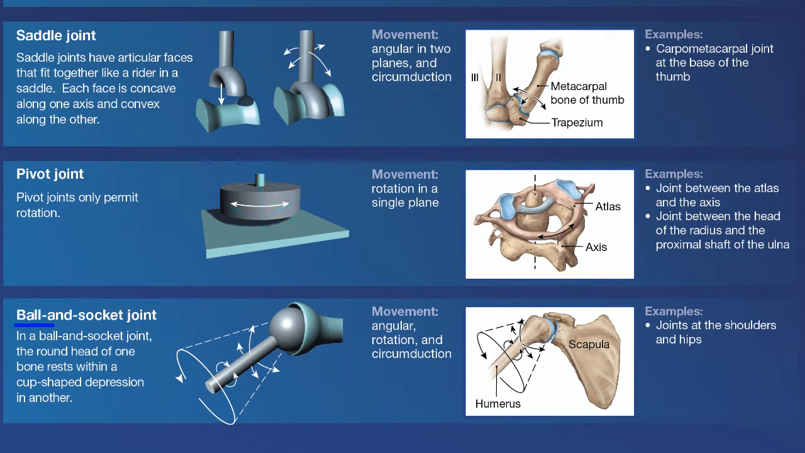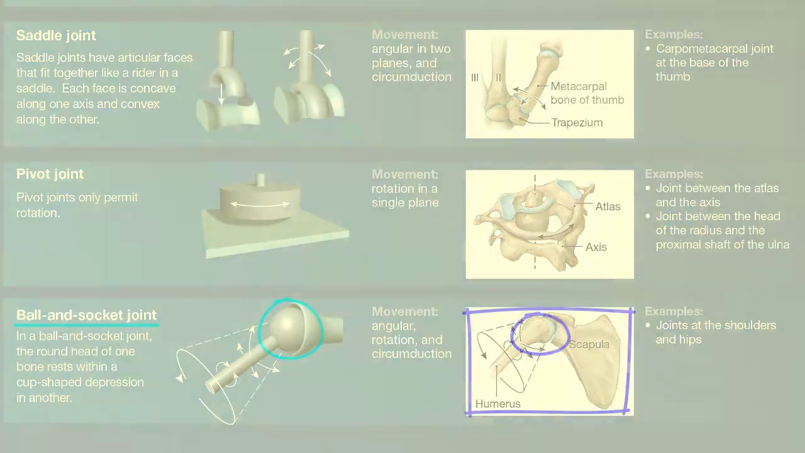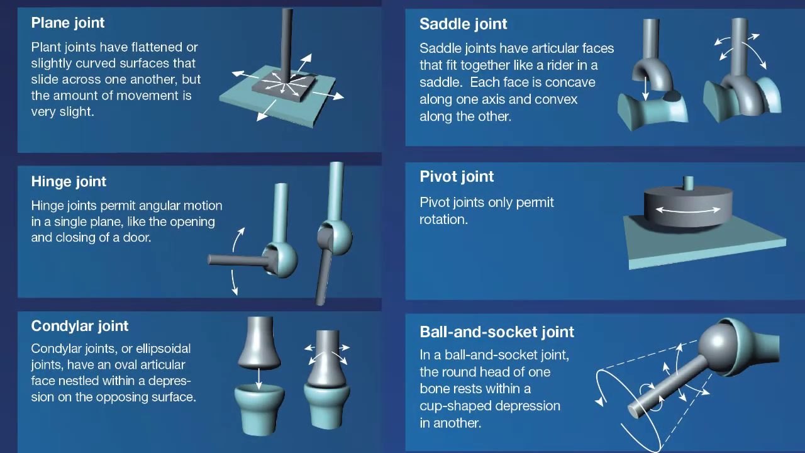A ball and socket joint, with bony ends shaped just like it sounds, allows the most movement of any joint. Think of how flexible your 2 ball and socket joints, the shoulder and hip, are compared to the other joints of your body. In summary, synovial joints come in 6 basic configurations, and their shapes allow for movement ranging from slight to significant.